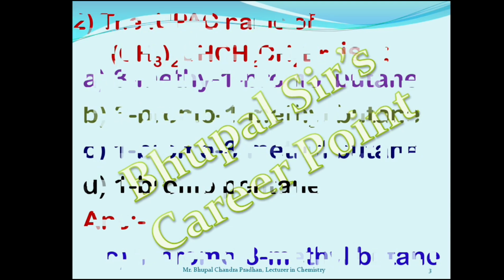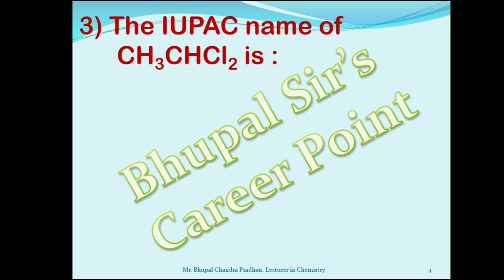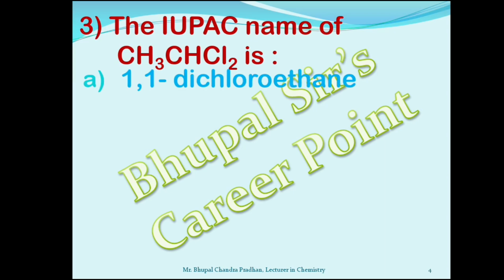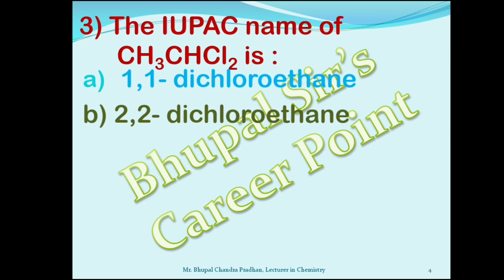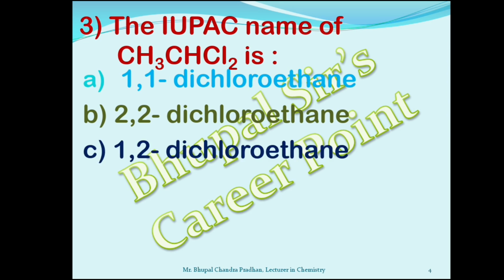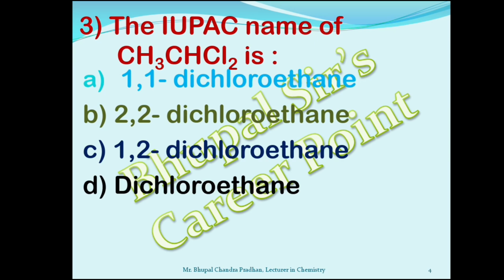Let us come to the next question, the third question. The IUPAC name of CH3CHCl2 is: option A, 1,1-dichloroethane; option 2, 2,2-dichloroethane; option C, 1,2-dichloroethane; option D, dichloroethane. Try to give the answer.